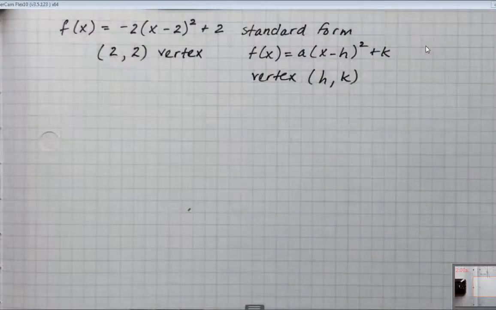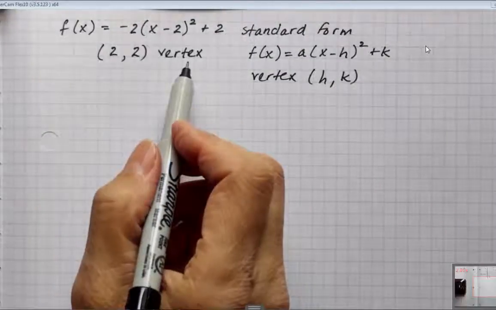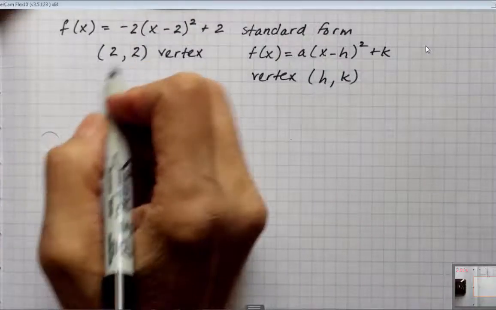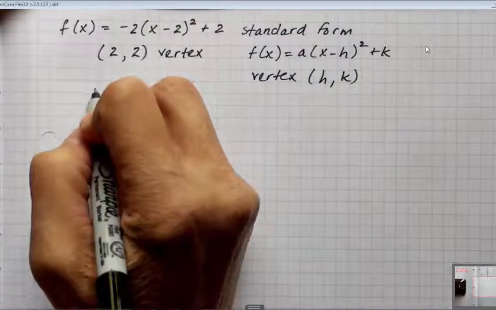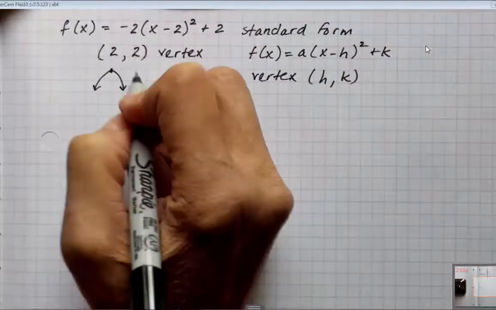The next thing I'm going to do is find out whether it's a maximum or a minimum. Since my a is negative, that means that I have a sad parabola, and it's going to be opening down. So that means that the vertex is going to be at a maximum.